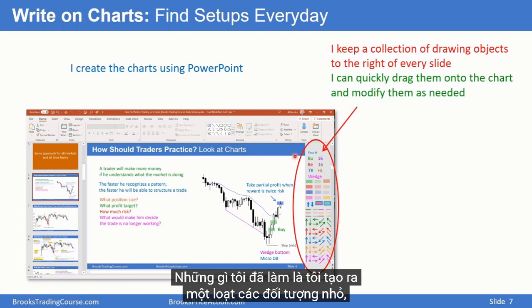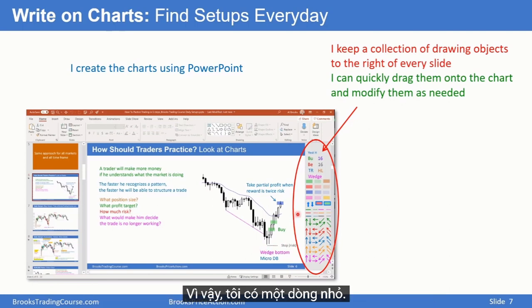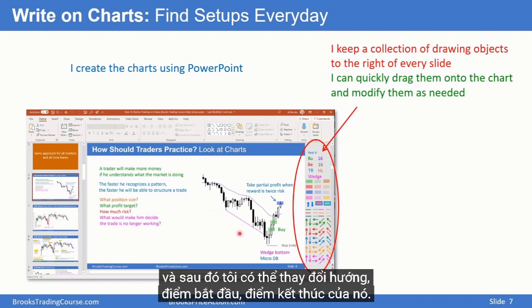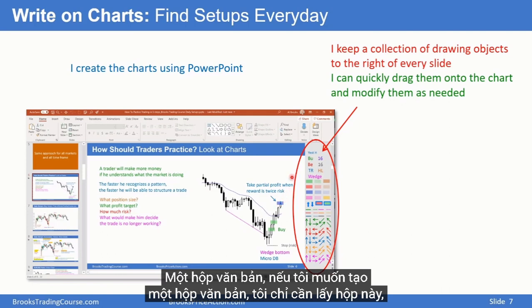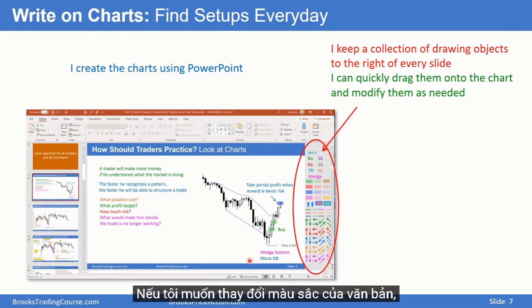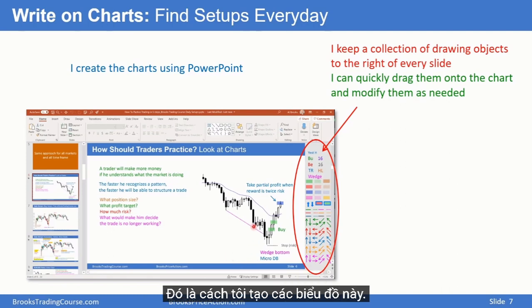What I did was I created a bunch of little objects, and they allow me to quickly mark up a chart. So I have a small line. I can just hold the control key, grab that line, move it over here, and then I can change its orientation, its starting point, its end point. If I want to create a text box, I just grab this, hold the control key, drag it down here, and then just change the text. If I want to change the color of the text, I just click on this, and then over here, the format painter, and then drag it through the text. And that's how I create these charts.